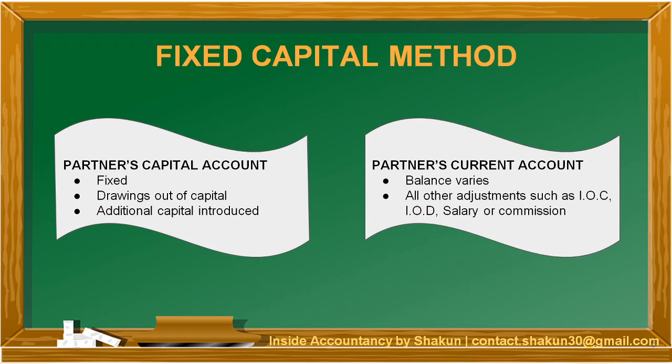On the other hand, the current account is maintained to record the transactions other than the transactions of capital, such as the drawings out of profit, interest allowed on capital, interest charged on drawings, salary, commission, profits, losses, and so on. As a result, the balance of current account fluctuates with every transaction with the partner.